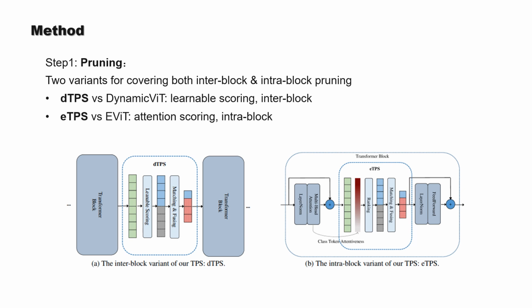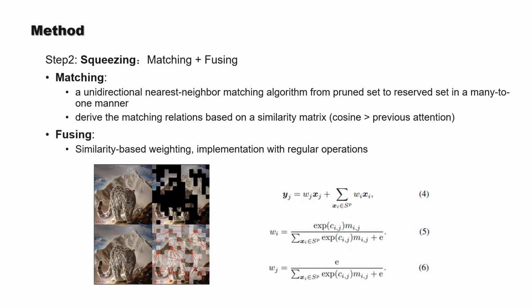Our TPS employs two steps, including pruning and squeezing. The first pruning step follows dynamic ViT and EViT for fair compression. The DTPS uses the learnable scoring, while the ETPS follows the attention scoring in EViT. The second step, squeezing, contains two parts, including matching and fusing.